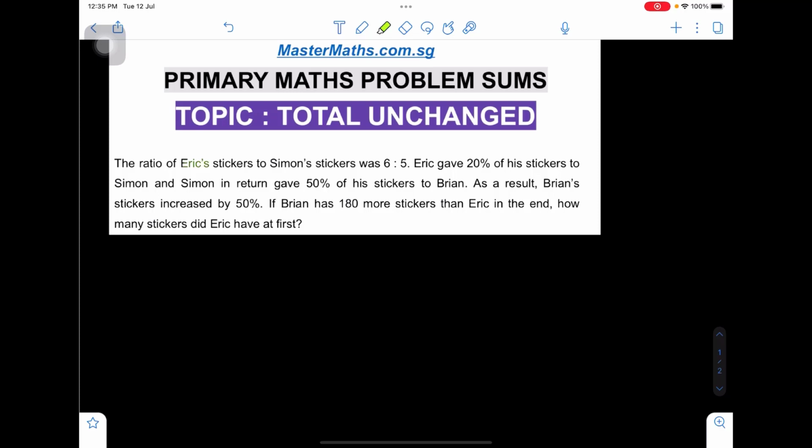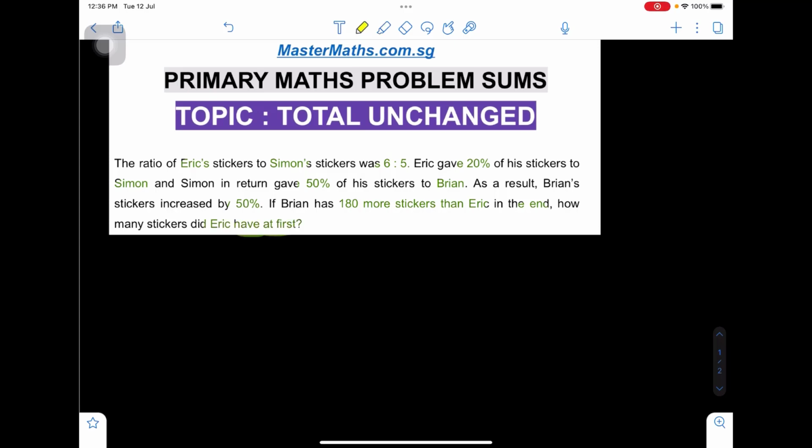The ratio of Eric's stickers to Simon's stickers was 6:5. Eric gave 20% of his stickers to Simon, and Simon in return gave 50% of his stickers to Brian. As a result, Brian's stickers increased by 50%. If Brian has 180 more stickers than Eric in the end, how many stickers did Eric have at first?